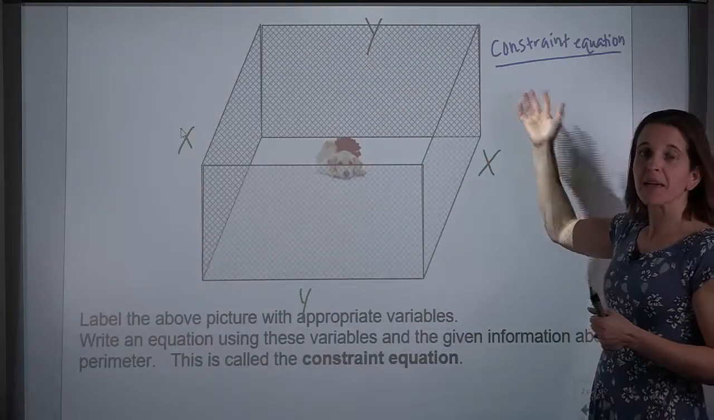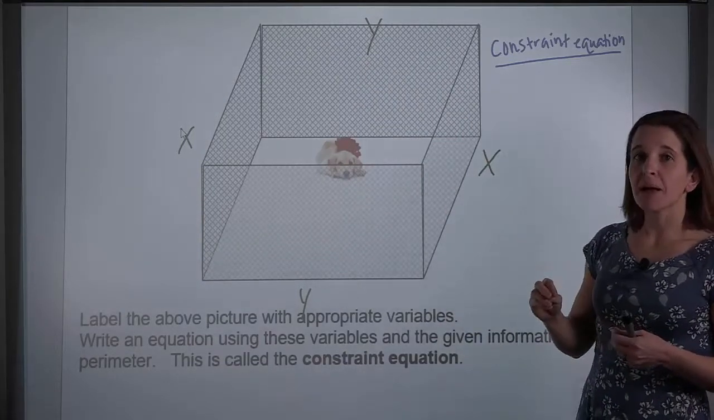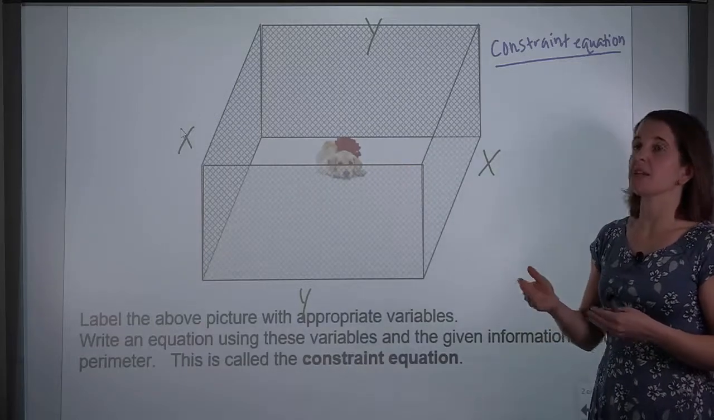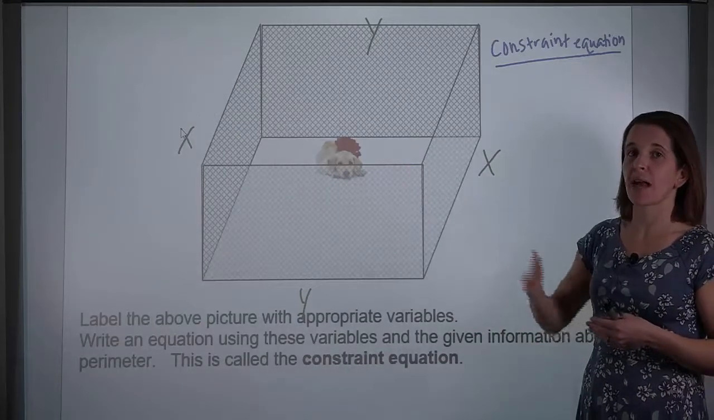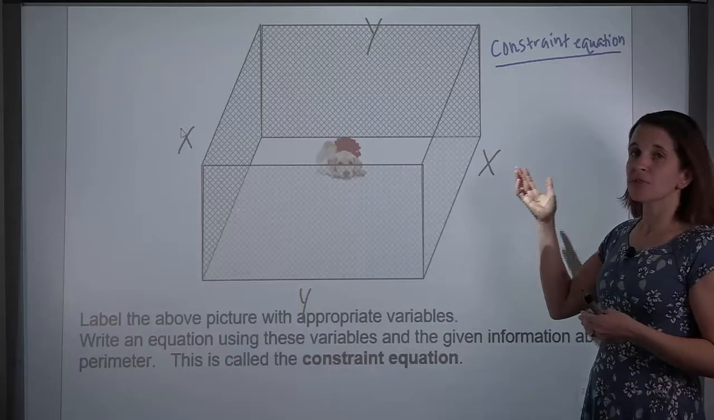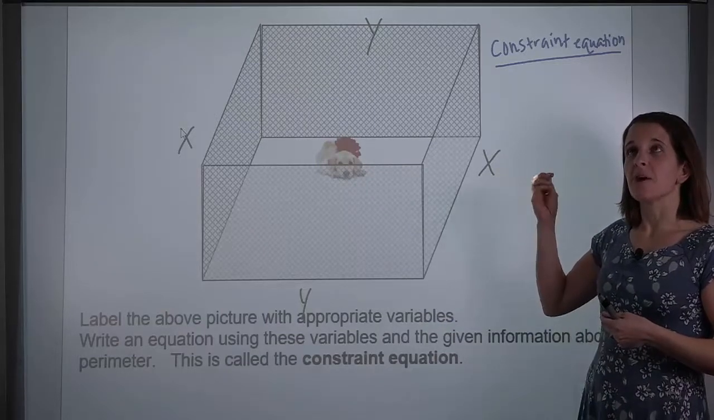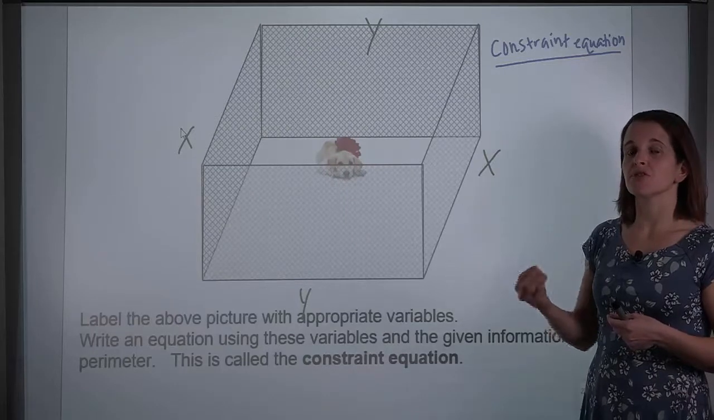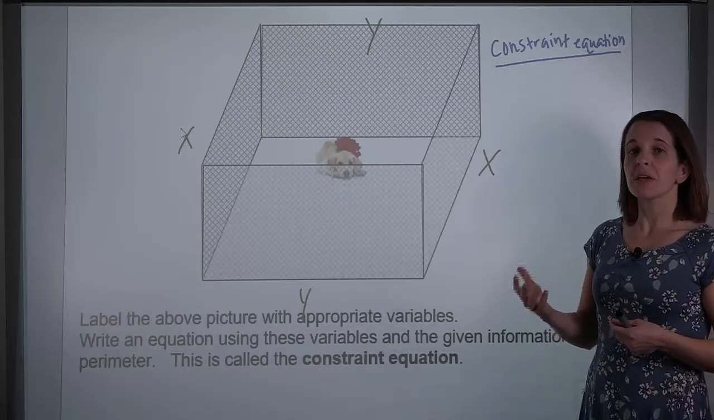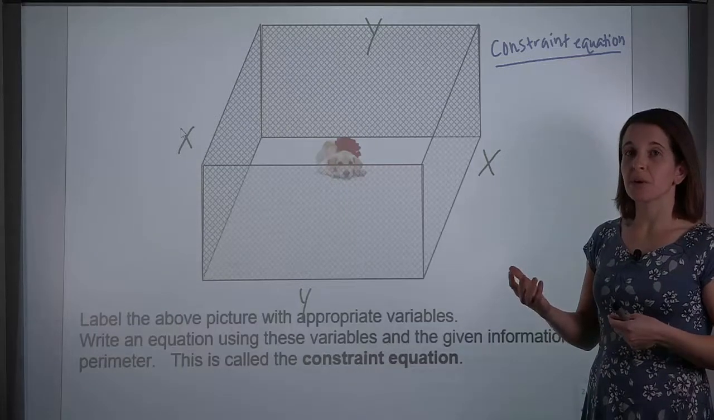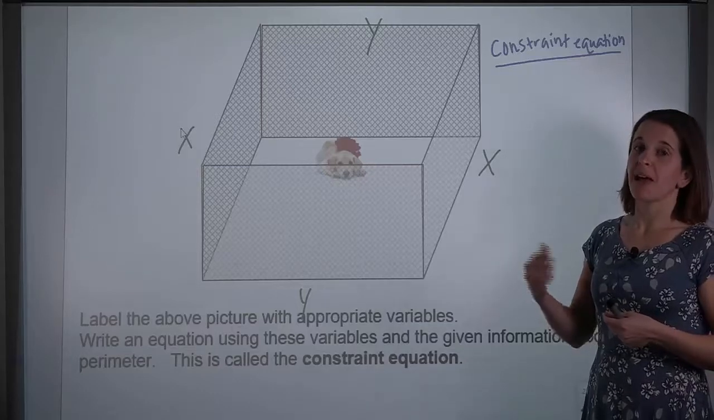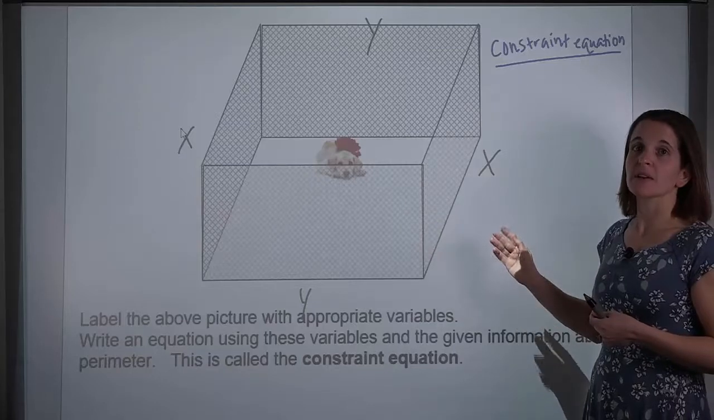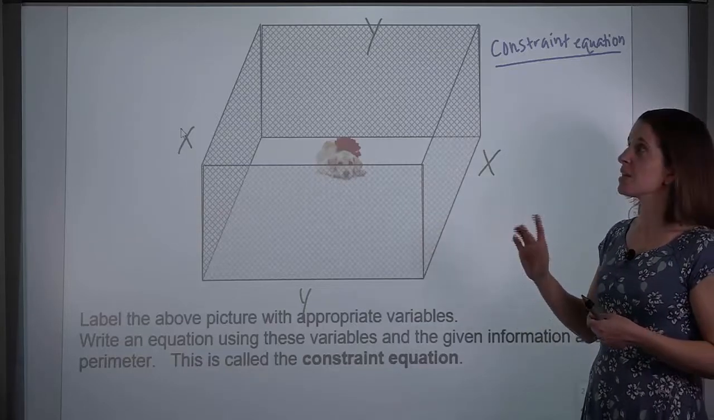Then I need to make a constraint equation. I don't mind so much that you know the fancy names, but I want to refer to them to help you understand. We're going to have a constraint equation and an optimization equation. The constraint equation is written based on some information you were given, something you are restricted or constrained by. We are restricted by the fact that we only have 20 feet of fencing available, and that is our constraint. So what does that 20 feet affect? It affects the perimeter.